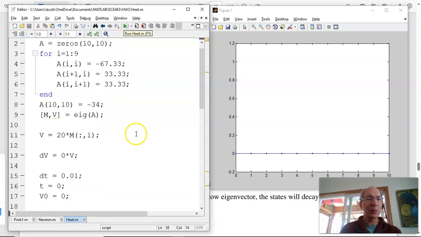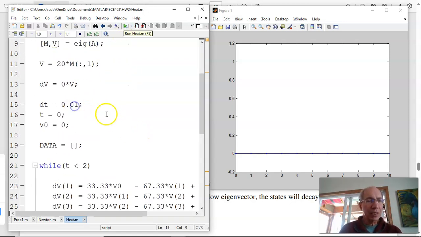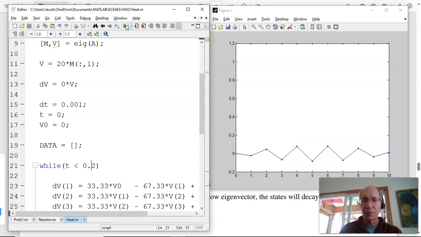That decays as e to the minus 131t. Let's slow that down a little bit. Let's go for 0.2 seconds, 10 times slower. If you notice, the shape stays the same. The amplitude is the eigenvalue, decaying as e to the minus 131t. The shape is the eigenvector. We go plus minus, plus minus, plus minus. That quickly goes to 0.